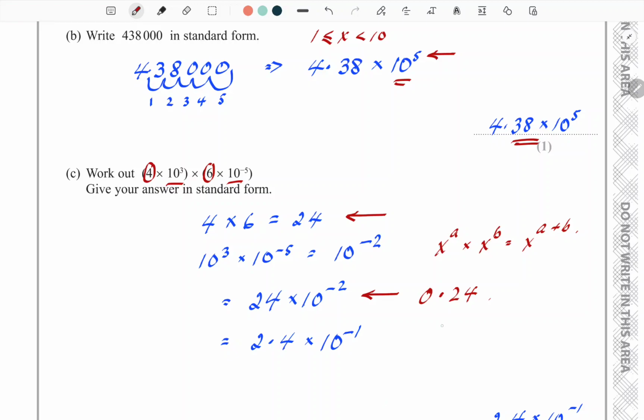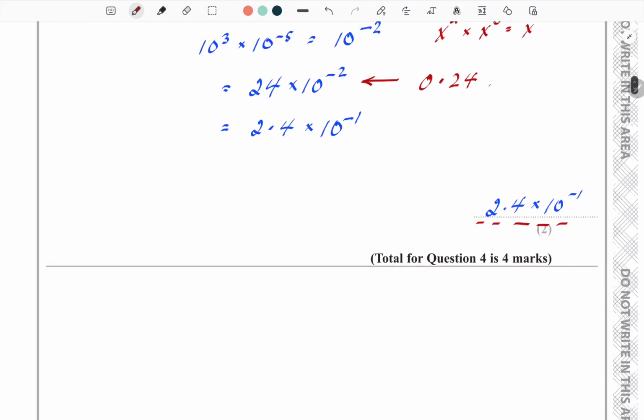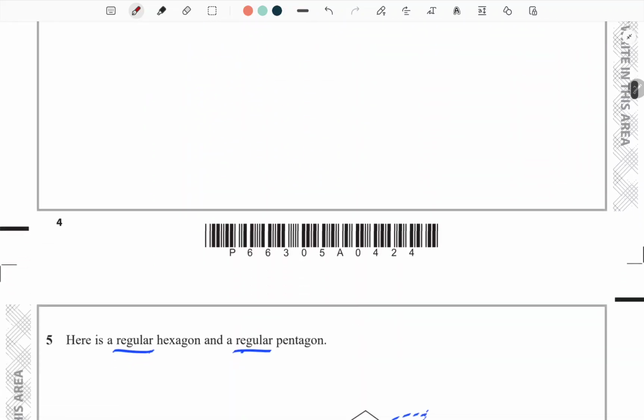All right? So if we want to write it as 2.4, then it needs to just move over once. Okay? Right. So 2.4 times 10 to the power minus 1.